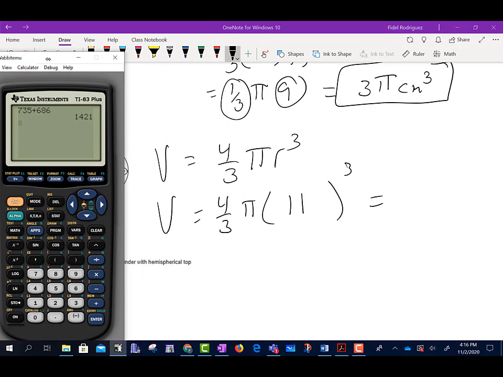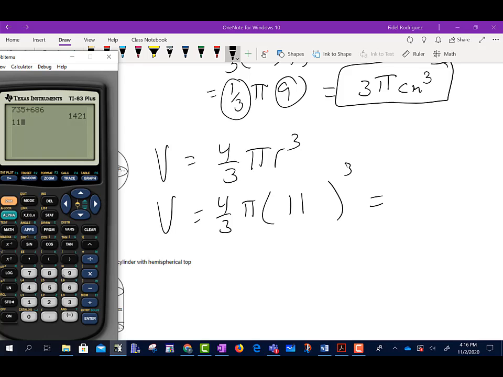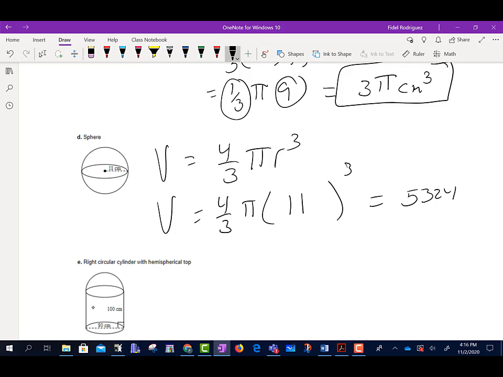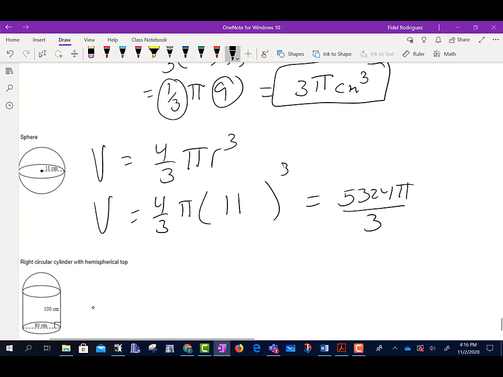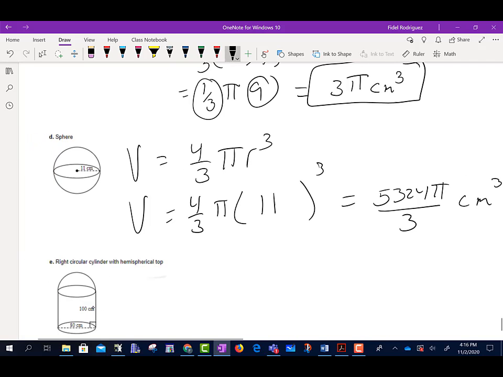The first thing I'm going to do, what is 11 to the third power? 11 to the third power is 1331. So now I'm going to multiply that number by 4. So I'm coming up with 5324 pi over 3. My units in this case are centimeters, so that's centimeters cubed.